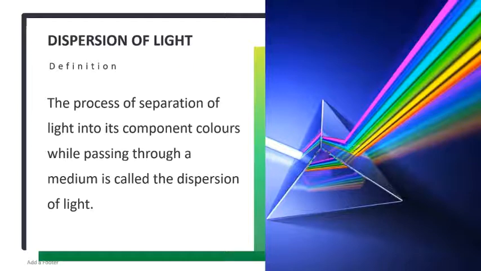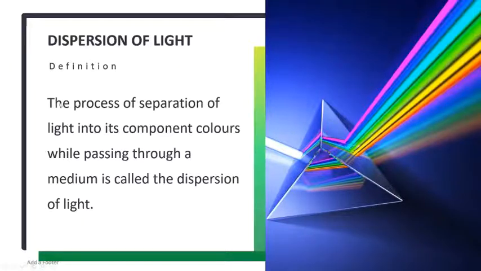For instance, you can see on the right hand side a prism made up of glass through which a white light is passed. This white light enters the prism and it gets separated into its component colors. The prominent colors that are getting separated are 7 colors. We call them the rainbow, or we remember it in the form of VIBGYOR.